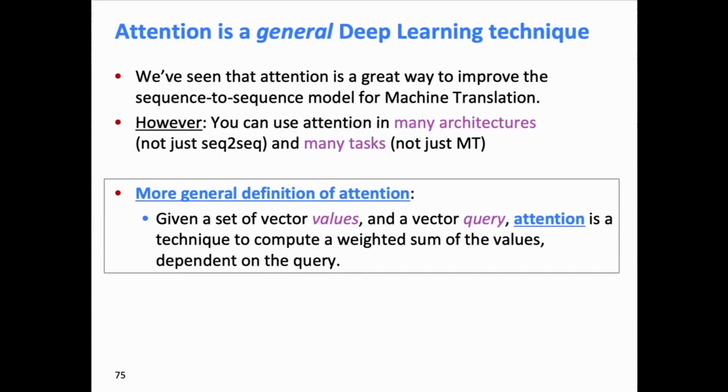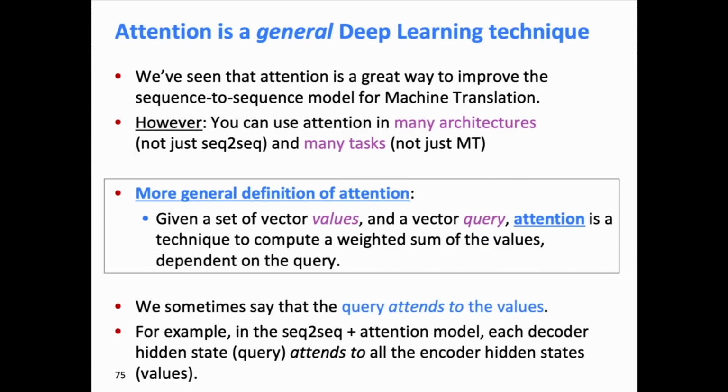Here's our more general definition. Suppose you have a set of values, each of which is a vector, and you also have a single vector, which you're calling the query. Then attention is a way to compute a weighted sum of the values, but the way you weight it is dependent on the query. We often phrase this as saying that the query is attending to the values. The idea being that you have all this information that's in the values, and the query is somehow determining how it's going to pay attention to the values. So for example, in Seq2Seq, the decoder hidden state on a particular time step is the query, and is attending to all the encoder hidden states, which are the values.